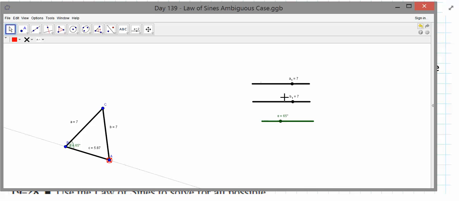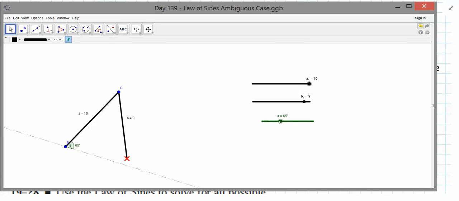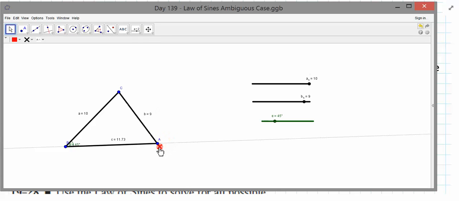I'll make this file available to you should you choose to download it, and you can investigate a little bit further such ambiguous cases as we move forward through the unit. You'll have to download and install the program called GeoGebra that I use to create this file, but you'll be able to manipulate this and further investigate this idea of the swinging leg and the ambiguous case, case number 2.